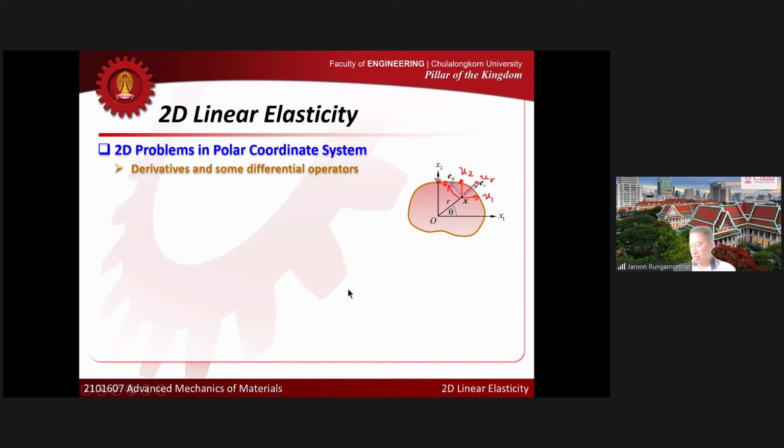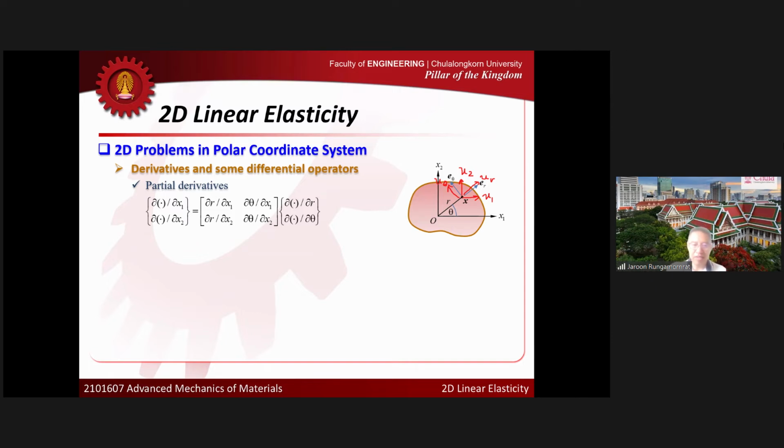Let's look at the derivatives of the function and also some differential operators that we have to get involved with in the problems. First, we need to be able to compute the partial derivatives of a function in the r and theta system. We know how to do that in x1 and x2, right? Let's say I give you a function and I want to get the derivative of that function with respect to r and theta. How can I do that? This is the relationship that allows you to switch the partial derivative with respect to x1, x2 to the derivative with respect to r and theta.